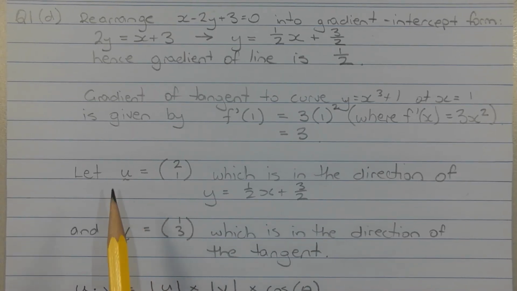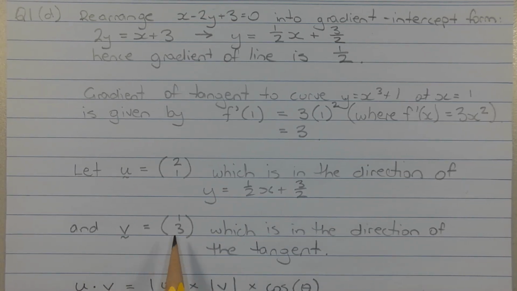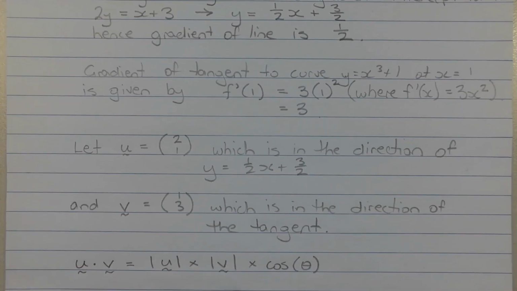Next, define two vectors, vector u and vector v, in the direction of the line and the tangent respectively. So I'm going to let vector u be (2, 1). So that's the x component and the y component. That's going to be 1 over 2 if we think of it as rise over run, and that's in the direction of the line y equals half x plus 3 over 2. Notice that the y-intercept doesn't matter. It's only the gradient that's of importance. And vector v is defined as (1, 3). So x is equal to 1, y is equal to 3. That's rise over run there, which is in the direction of the tangent. If you recall, the tangent has a gradient of 3.